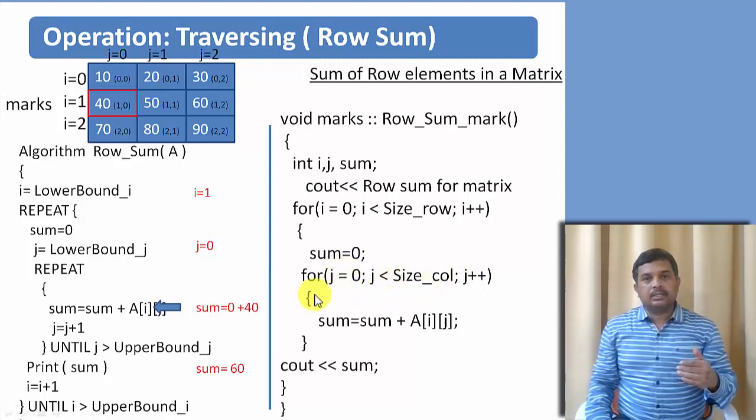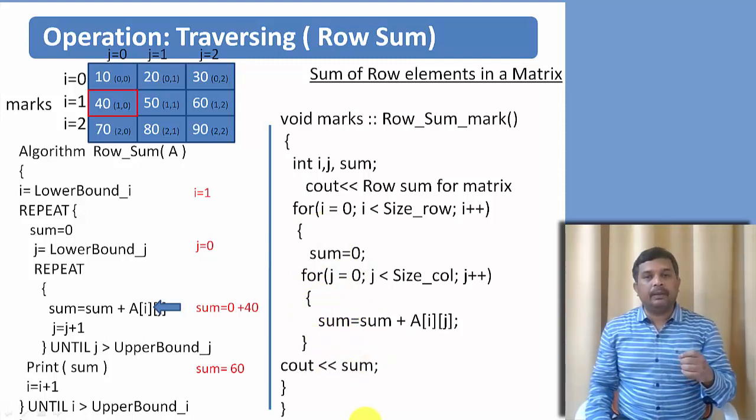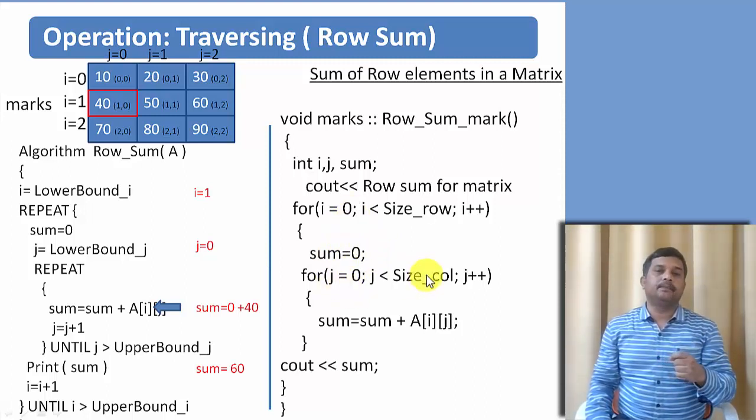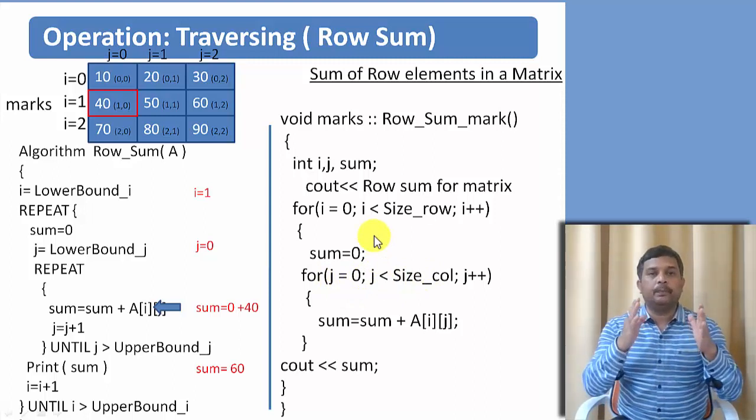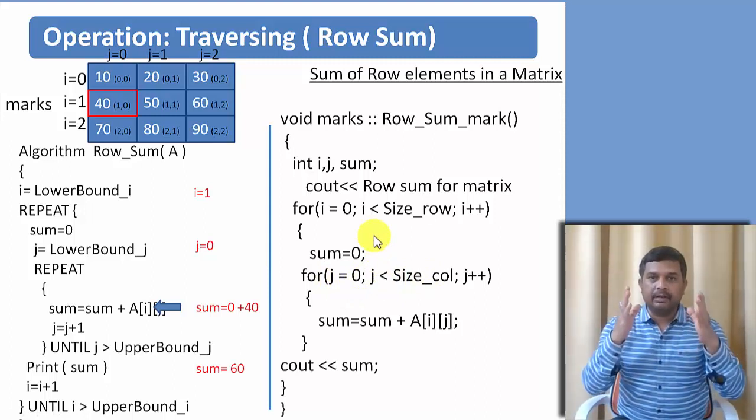Now first this inner loop will be continuing, and after the completion of this loop the sum will be printed. After that i will be incremented by 1. i becomes 1. At that time again sum is 0. For i equal to 1, j will be running from 0 to column size. That's how we are going to print the row sum for each and every row that is available in that particular matrix.